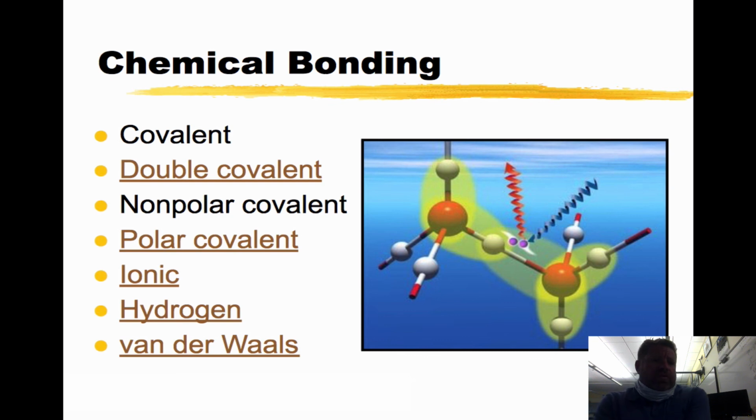So normally here what we would do in class, I would draw some pictures for you. We'll actually do this using the iPad, and I'll make a video for that as well. Also, we'll do some in class. So these are the types of chemical bonds that you'd be responsible for knowing and understanding. Covalent, double covalent, nonpolar covalent, polar covalent, ionic, hydrogen, and van der Waals.